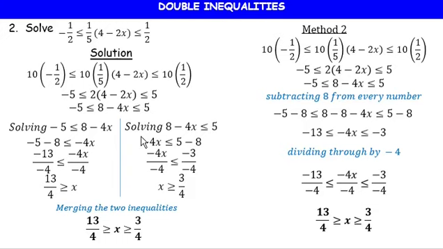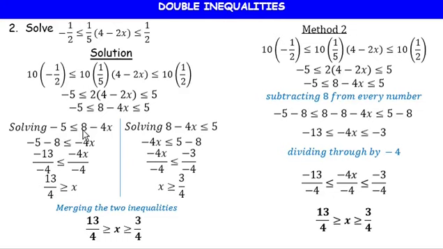So with the first method, like we just saw, you can decide to split this into two separate inequalities. We can have -5 less than or equal to 8 minus 4x as one inequality, and then 8 minus 4x less than or equal to 5 as another inequality, and then we'll solve them separately. Afterwards, we are going to combine them. We are going to put them together, right. So let's start with the first one.